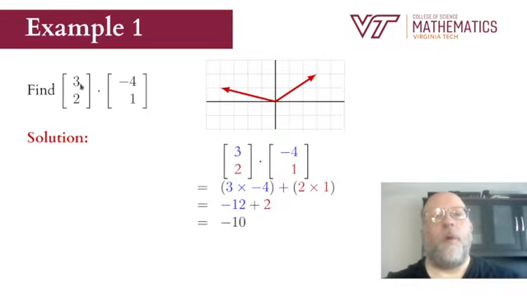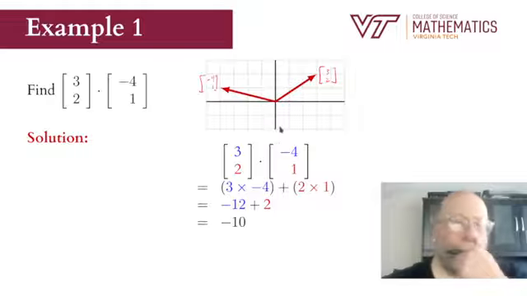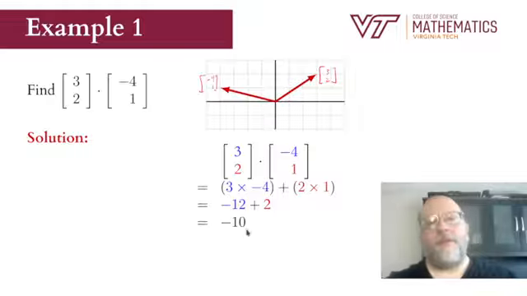So as an example, if we want to find the dot product of the two vectors 3, 2, which is right here, and negative 4, 1, which is over here, we calculate the product of the x-coordinates. 3 times negative 4 is negative 12. 2 times 1 is 2. The answer is negative 10. And the question is, what does this negative 10 represent? Well, it tells us something about the angle.